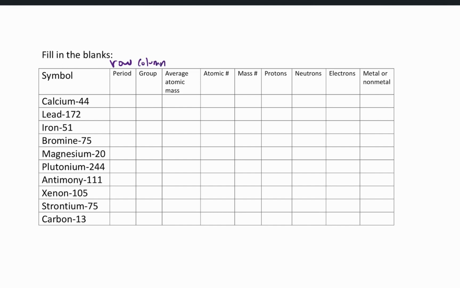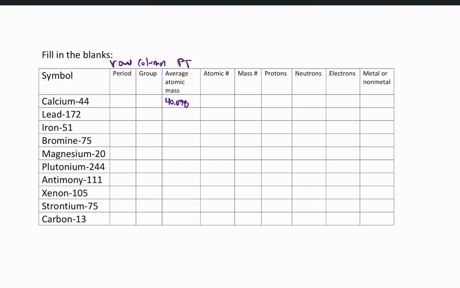Average atomic mass on the periodic table is the number below the word on the periodic table. If we're looking at calcium 44, I would look to the bottom of calcium where it says its name, and right below its name you'll find a number. The number is 40.078, so I'd write 40.078. Again, that number is right below the word calcium on the periodic table. So we're going to use a periodic table to find average atomic mass. PT stands for periodic table.